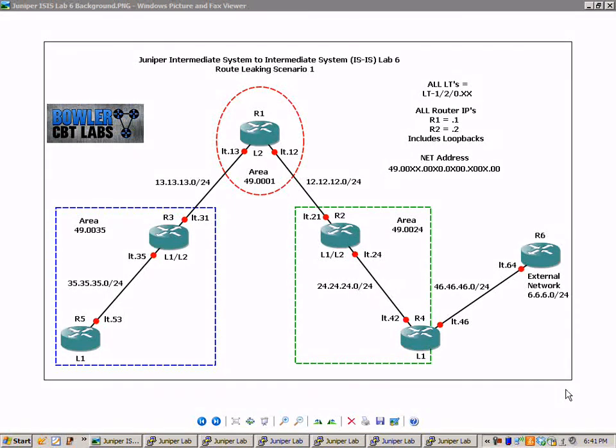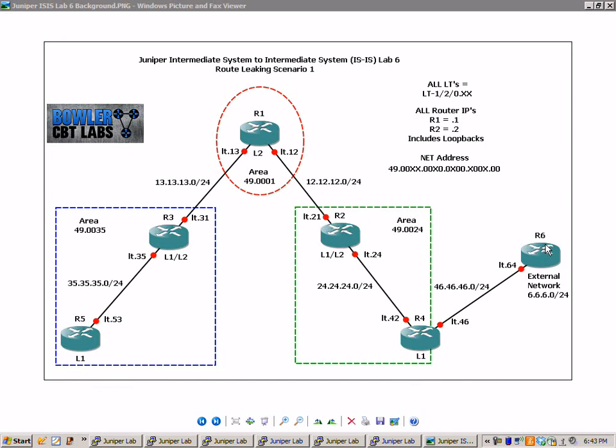In this video, we're going to take a closer look at route leaking, and this is our route leaking scenario 1. If this network diagram looks somewhat familiar to you, we've used a similar topology in our ISIS lab number 2, multi-area ISIS, on Juniper series 2. We've also used this in the Juniper series 3 video, in which we had ISIS lab number 5, our video on ISIS route summarization. The only difference is that we have a sixth router added to the network topology.